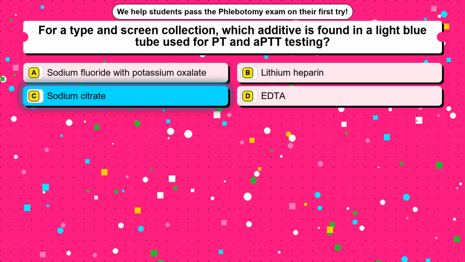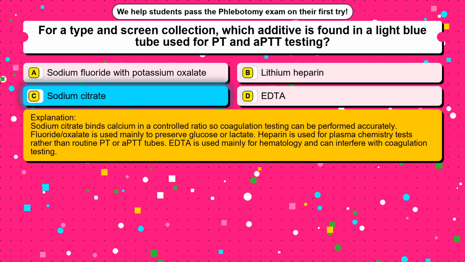Sodium citrate. Sodium citrate binds calcium in a controlled ratio so coagulation testing can be performed accurately. Fluoride/oxalate is used mainly to preserve glucose or lactate. Heparin is used for plasma chemistry tests rather than routine patient or APTT tubes. EDTA is used mainly for hematology and can interfere with coagulation testing.